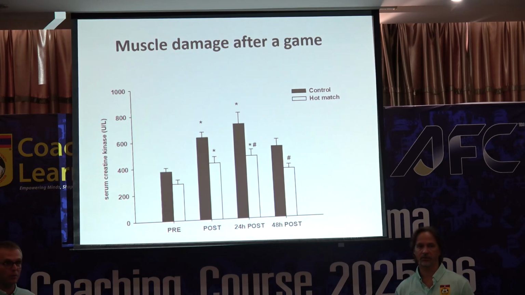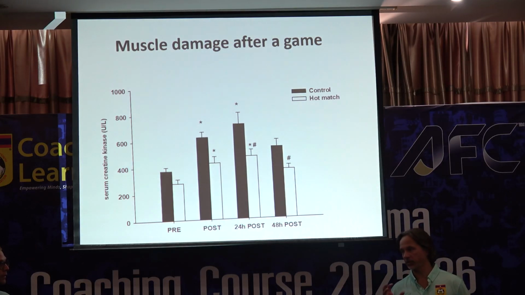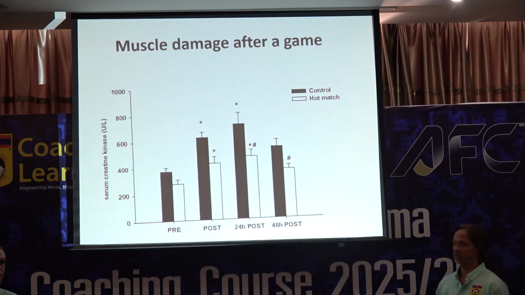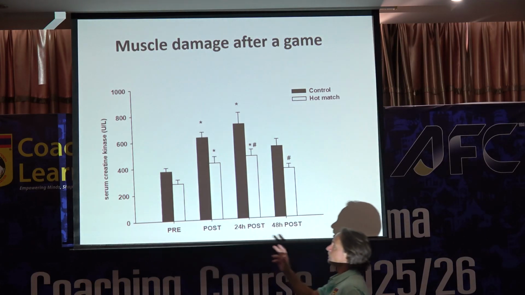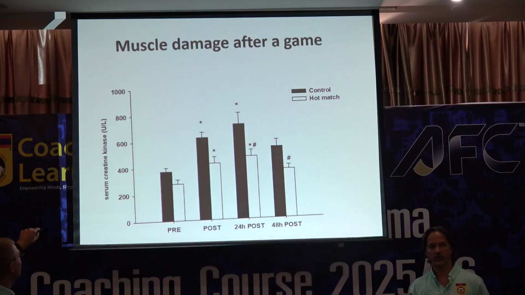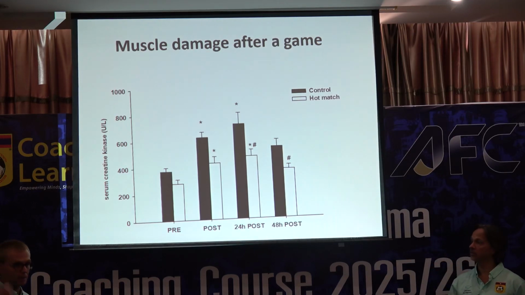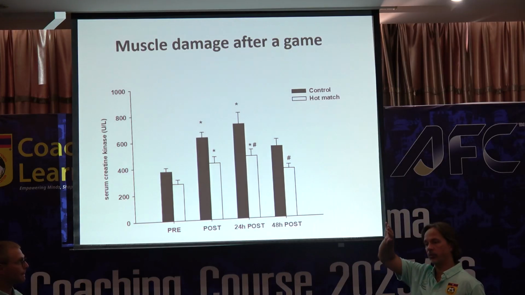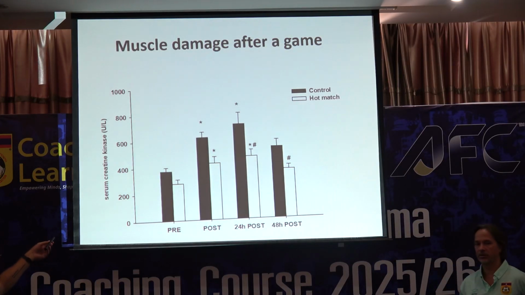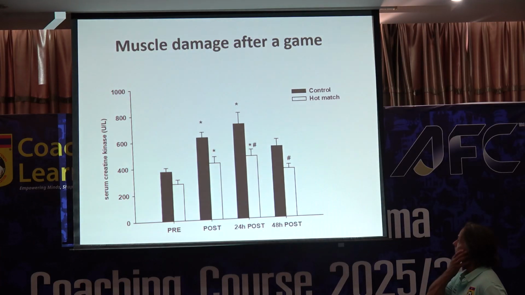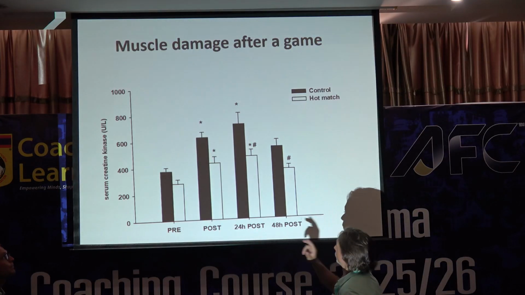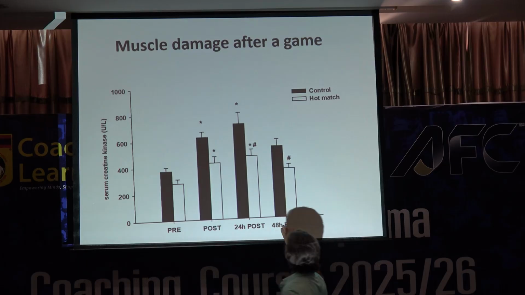We get small micro injuries in the muscle cell, and we can measure how big that is by measuring a protein called creatine kinase in the blood. If creatine kinase is going up, it's because we have a lot of damage to the muscle cell. When we play a game it increases, and still 2 days after, it's still very high.